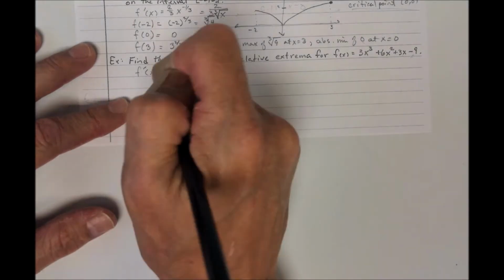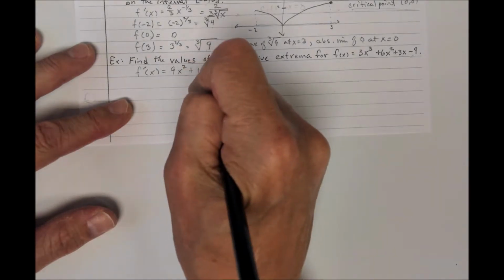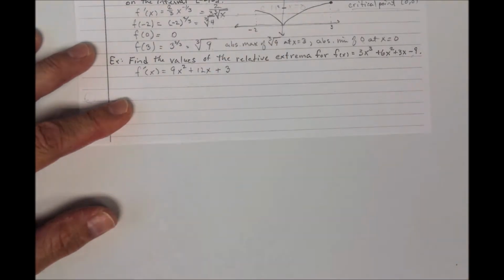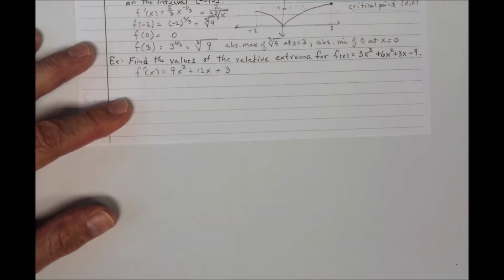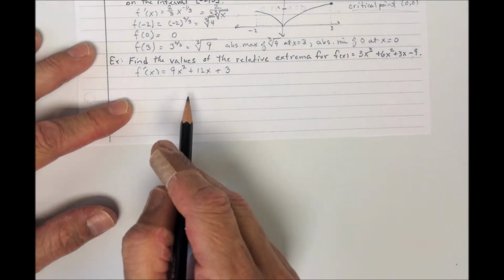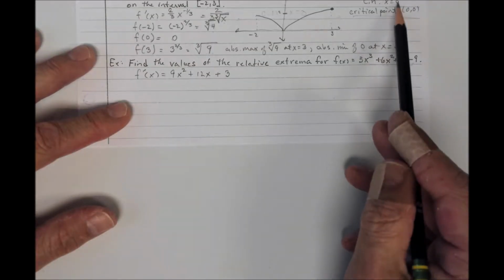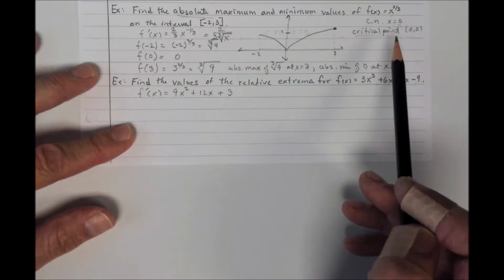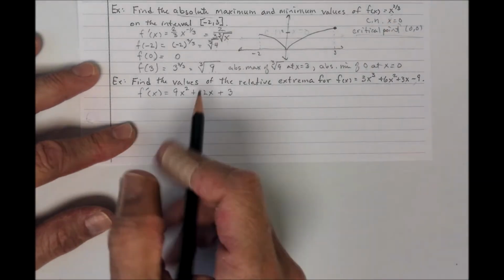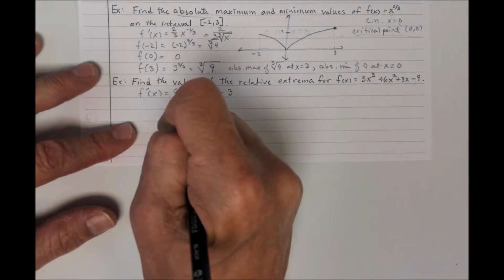So I get 9x squared plus 12x. Notice how important it is to be able to take a derivative and not just sit there and look at it for a while. Plus 3. And of course the derivative of minus 9 is 0. So I'm not going to have any critical numbers like I did in the last example, when I had x equals 0, which was defined for the original but not for the derivative. I am going to have only those critical numbers where my derivative is equal to 0. So I set my derivative equal to 0.